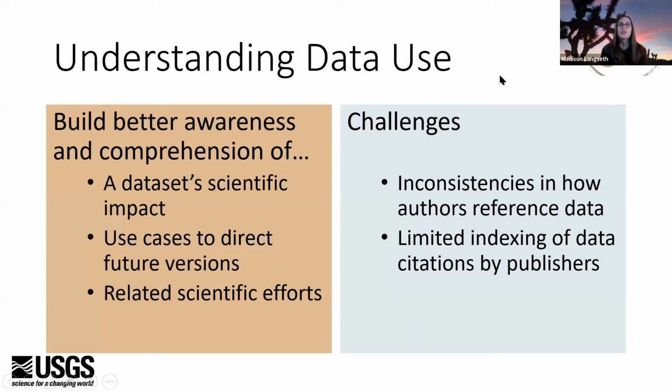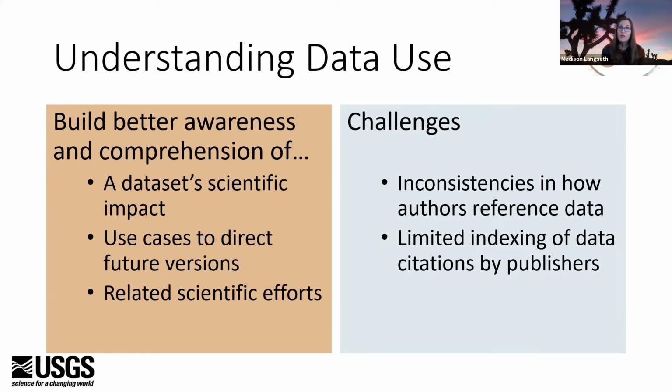All right. So understanding how data are used across the scientific community provides many benefits to data authors, including building a better awareness and comprehension of a data set's scientific impact, use cases to direct future versions, and related scientific efforts. Now, effectively tracking when and how data are used in the literature through time can be challenging. And this is in part due to a lack of consistency in how data are referenced in the scientific publications and whether or not publishers index data citations.